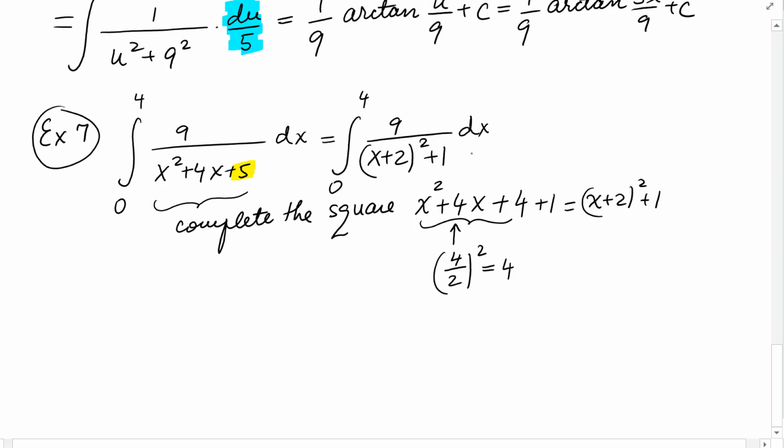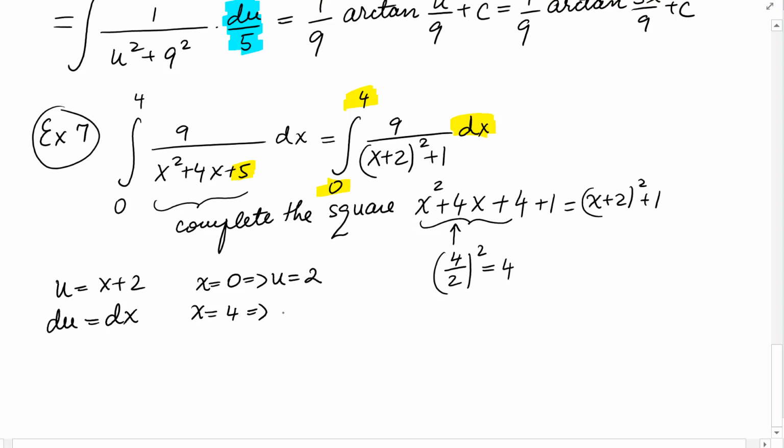At this point, the only two formulas that we have with squares at the denominator are arcsine, but that involves a radical, and arctangent. So in this case, let's write u equals x plus 2. So du is exactly dx. Now let's not forget the limits of integration are just for x. So if x equals 0, u equals 0 plus 2, so it's 2. If x equals 4, u equals 4 plus 2, so it's 6.